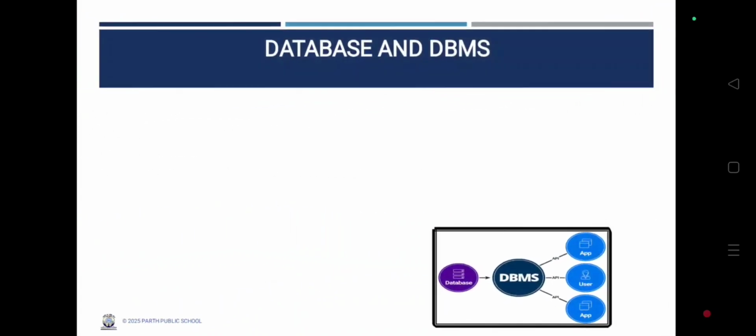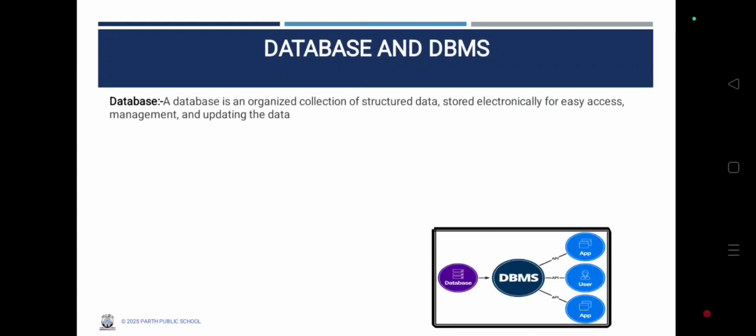So the next concept is database and DBMS. Now, database, what is database? Database is an organized collection of large amount of data that we stored electronically so that we can easily access, manage and update the data stored in the database. There are various advantages of database over the traditional data storage systems. The very first one is it reduces data redundancy. Now what is data redundancy? Data redundancy means the duplication of data.